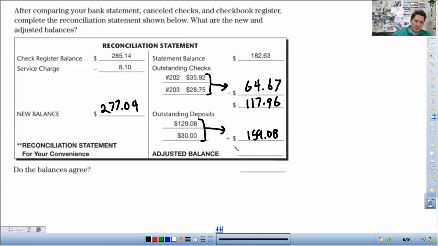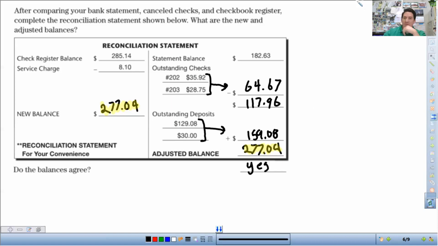I should have added those, excuse me. You add those together. So 117.96 plus 159.08 comes out to 277.04. Since these match up, this is the money you're expecting to be in your bank account after you figure in any outstanding checks or deposits. So this all matches up. So yes, the balance is agreed.